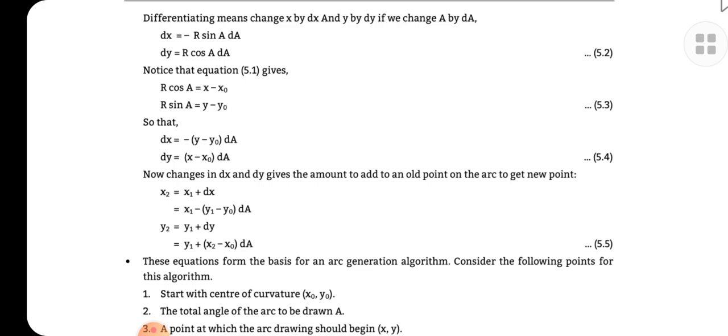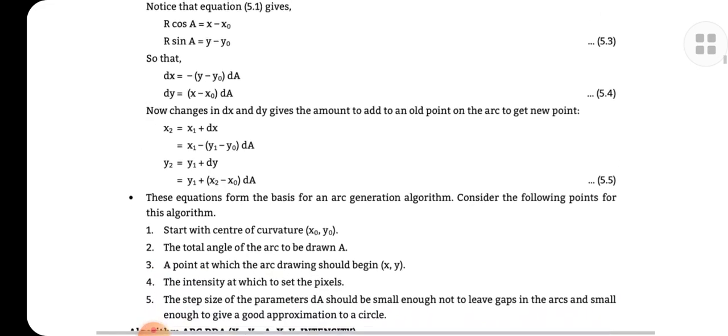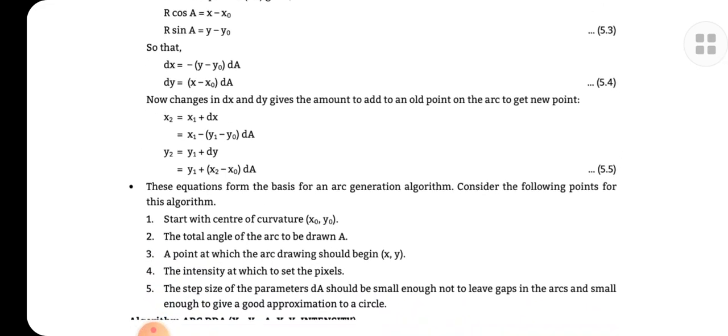Now the changes in dx and dy give the amount to add to an old point on the arc to get a new point. x2 is equal to x1 plus dx, which is x1 minus y. Here we have to put down the equations of dx: y1 minus y0 in brackets, times dA. Then y2 is equal to y1 plus dy, which is y1 plus (x2 minus x0) times dA. These equations form the basis for an arc generation algorithm.